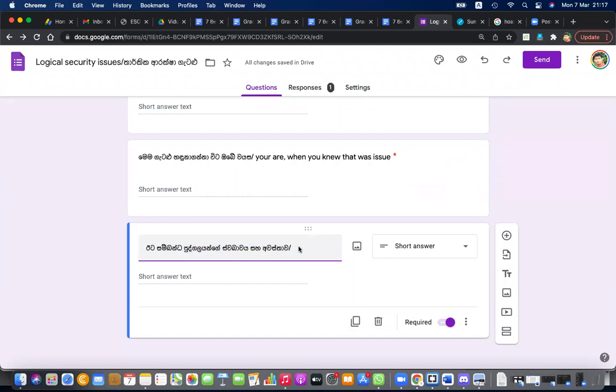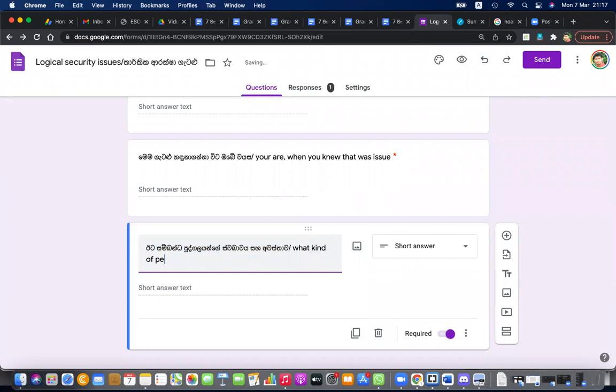what kind of people were involved in that? Maybe your friends. Your friend has sent the virus. And don't mention the names. Don't mention the names and the situation.